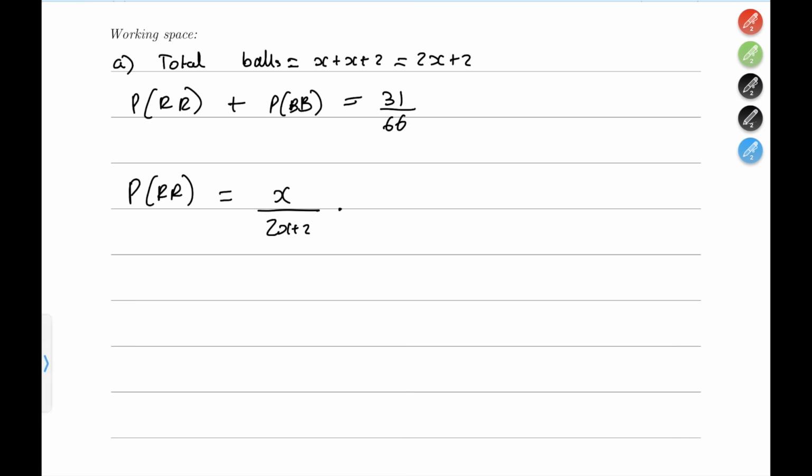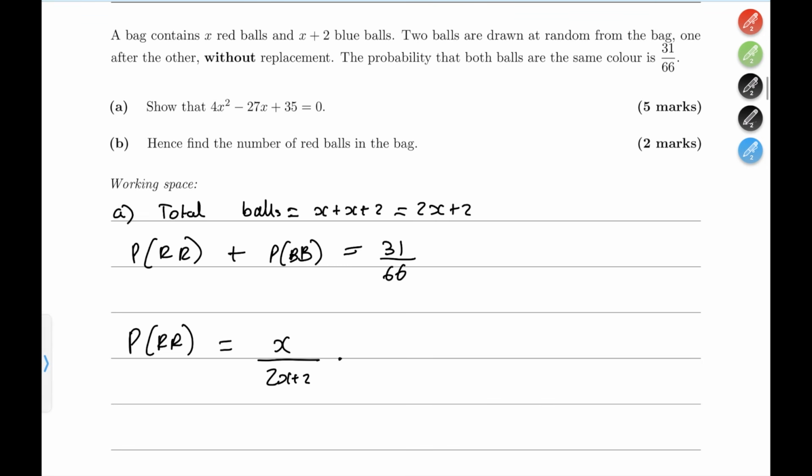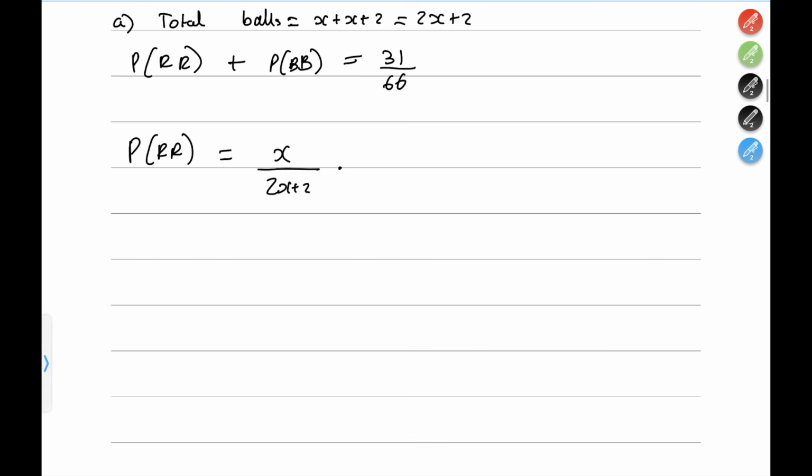But we have to multiply that by the probability of getting another red. And we remember that it's without replacement. So we have to do x minus 1, because we have one less red ball, over 2x plus 1, because there's one less in the total as well. So that's because it's without replacement.